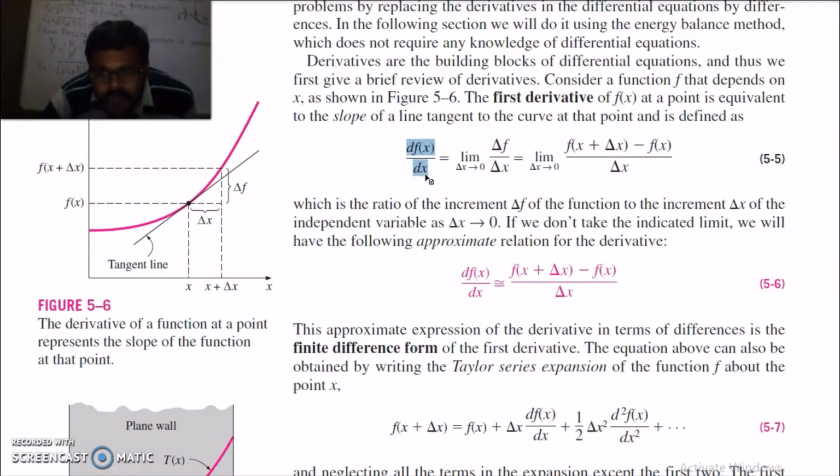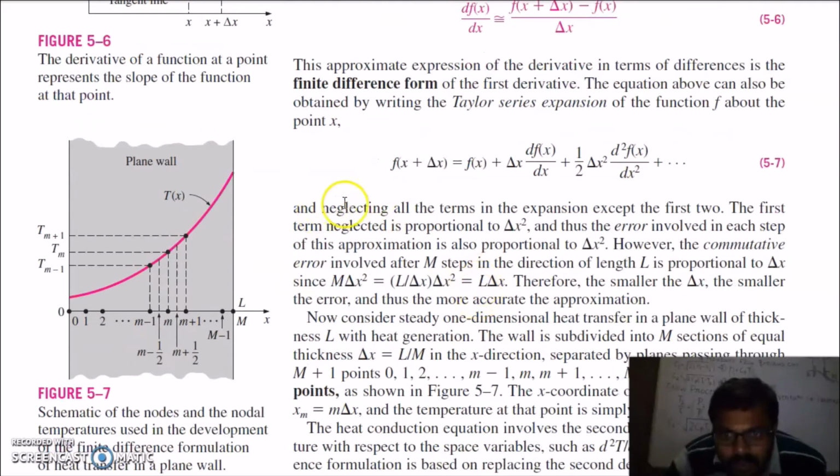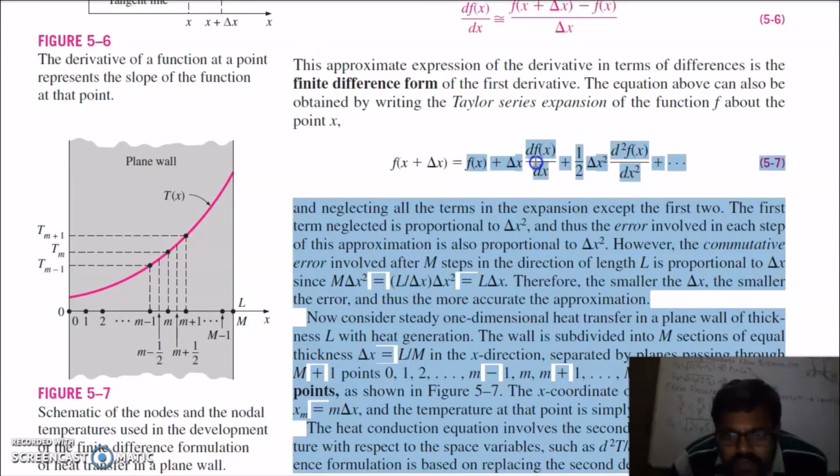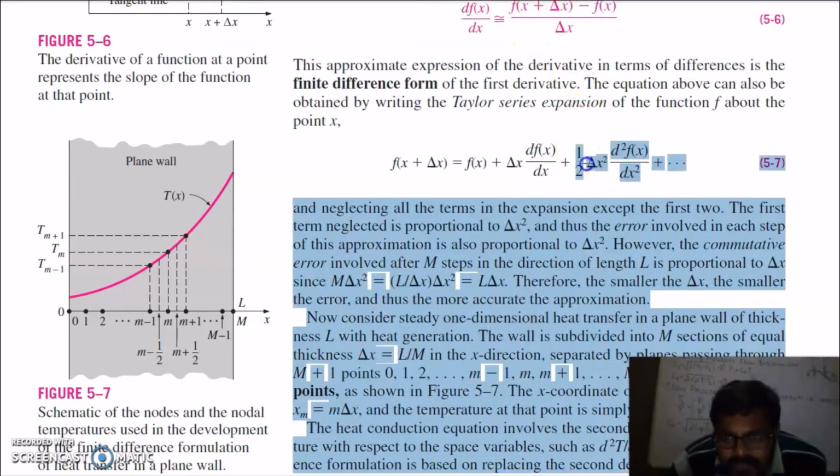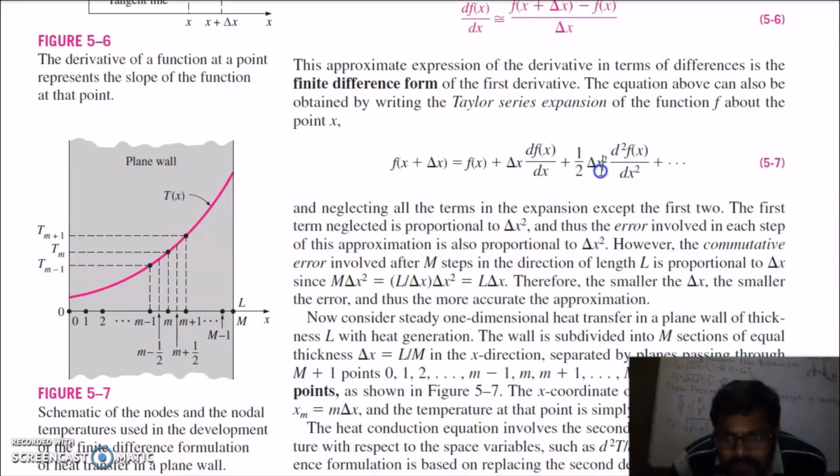The equation above can also be obtained by writing the Taylor series expansion of the function f about the point x. So this is the Taylor series expansion, which is f(x plus del x), and you can write it in this form. Now, neglecting all the terms in the expansion except the first two means you keep these two terms. When you keep these terms, take this side and divide by del x, you will get the same solution. But you have to neglect the remaining terms, so if you neglect them, definitely there must be some error.